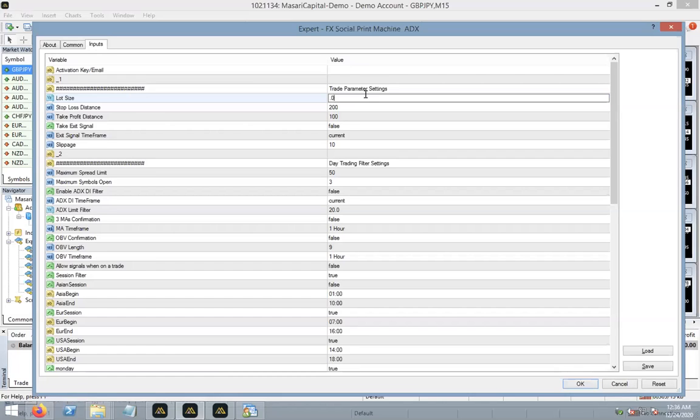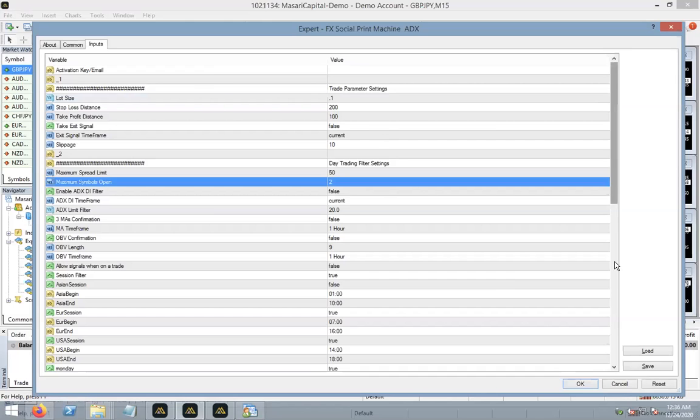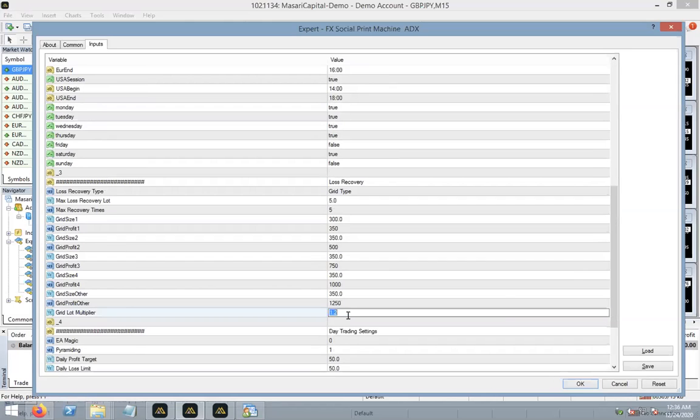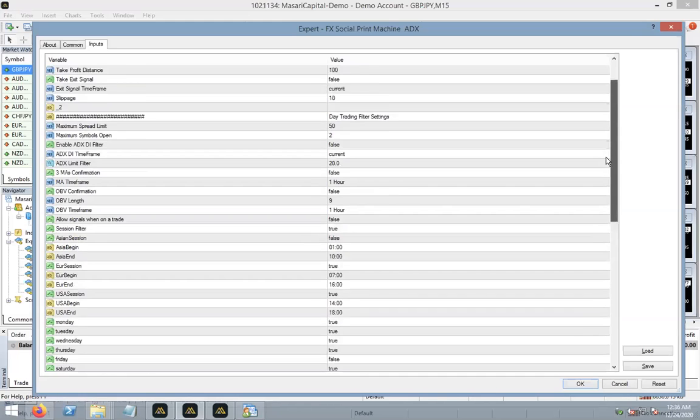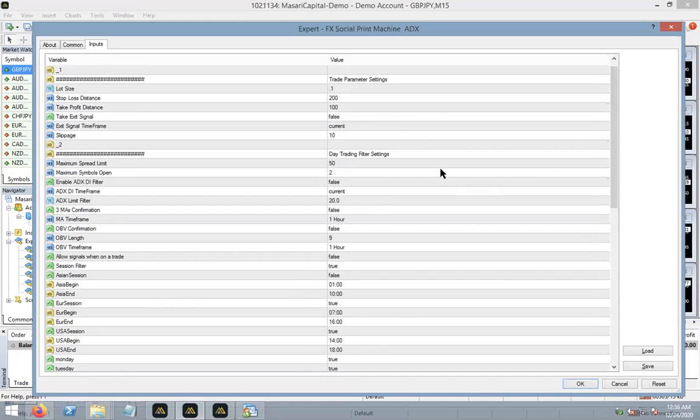Or let's say I want a high lot size, so I'm willing to bring it down to 2 and then bring this down to 1.1. So now I'm banking on this NTP, and I'm not really worried about making money on the grid. So it's a lot of different factors, guys.